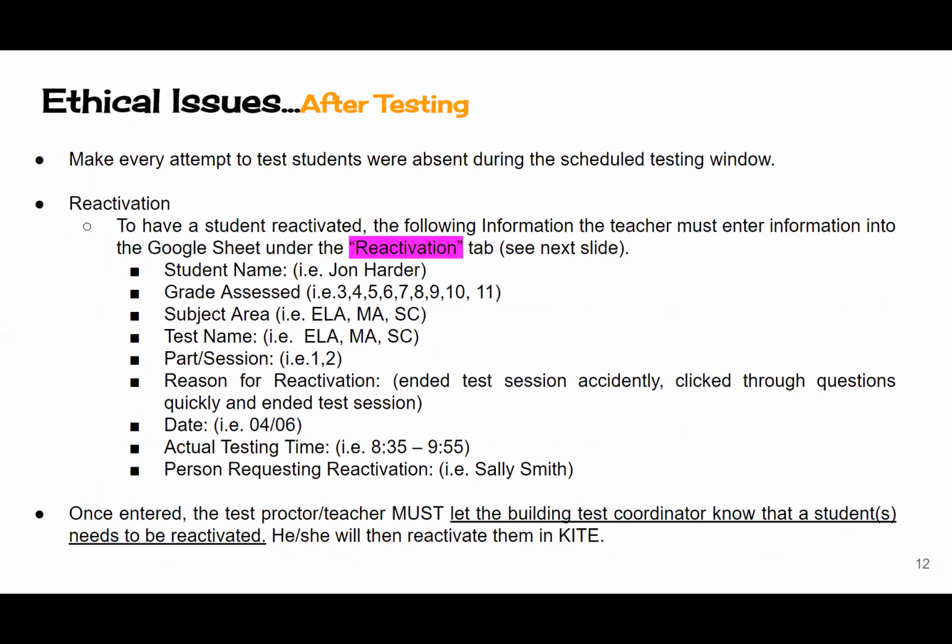After testing, make every attempt to test students that were absent during the scheduled testing window. There is a reserved makeup at the very last week of testing, so you shouldn't have any problem getting this accomplished. Reactivation information. To have a student reactivated, the following information must be provided to the teacher, and this information will be entered. Once entered, this teacher proctor must let the building test coordinator know that a student needs to be reactivated. He or she will then do so in Kite. Again, as a reminder, there is a reactivation tab in the Google Sheet for each building.